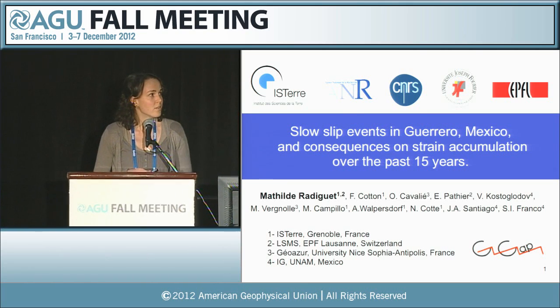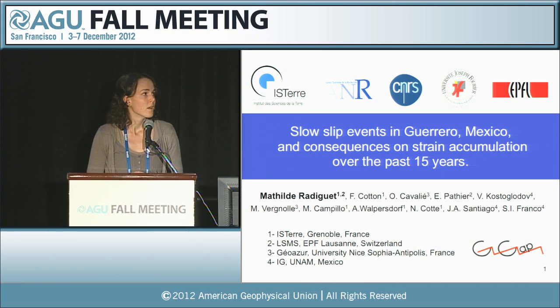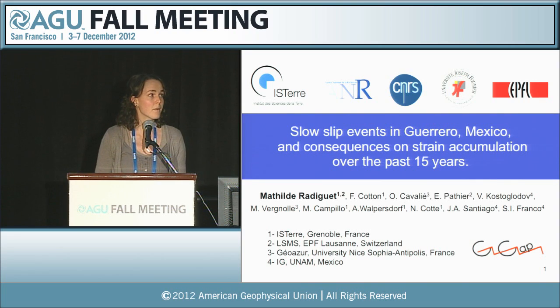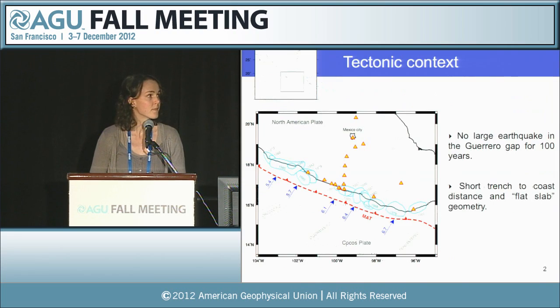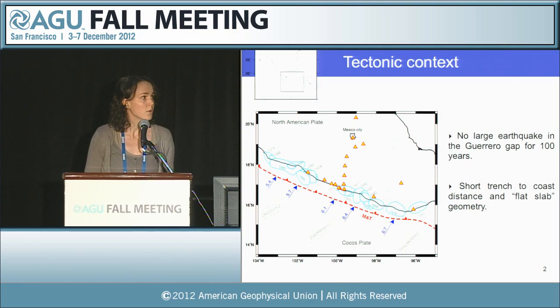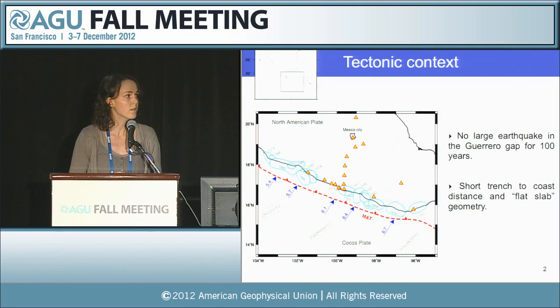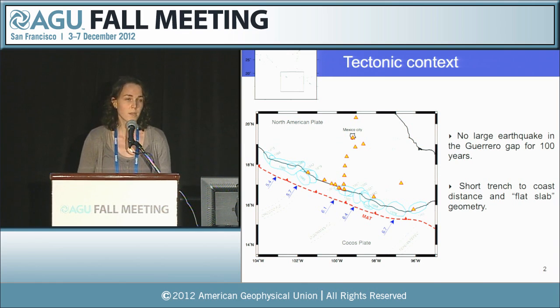So the goal of this talk is to study how slow slip events influence the strain accumulation in the region of Guerrero, Mexico. The Guerrero subduction zone is located in southern Mexico at the boundary between the subducting Cocos plate and the North American plate. In this region, there is a seismic gap where no large earthquakes occurred for the last century.